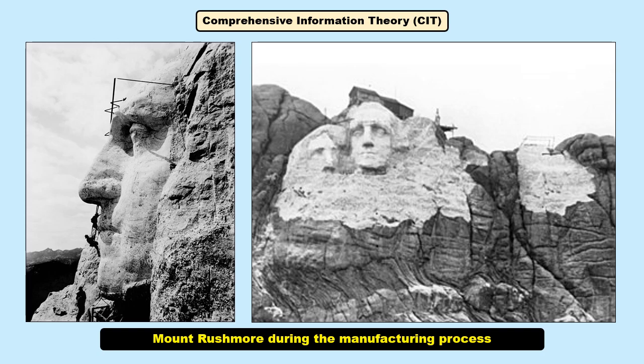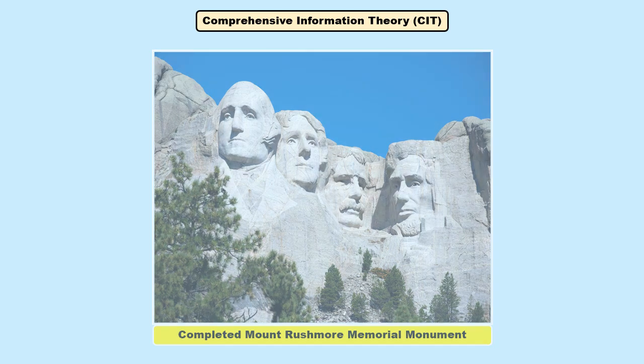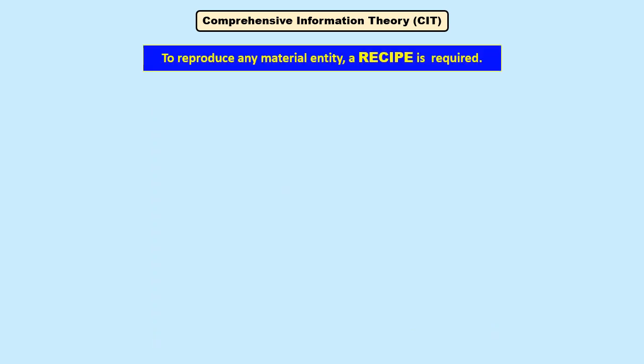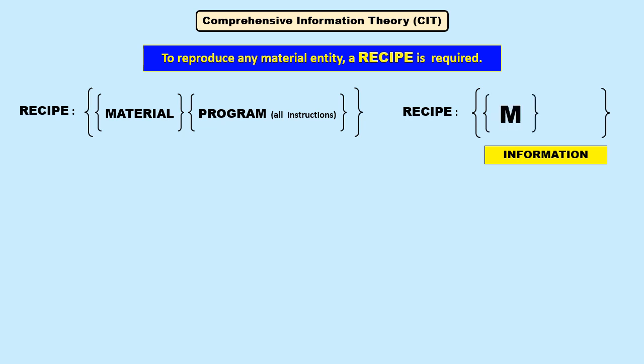The final product of this manufacturing process is the memorial monument known today. Recall that to reproduce any material entity in CIT, a recipe with two components is required. Those two components are physical material and a program. Regardless of how the material is obtained, an amount of information is associated with that material. In other words, the material component of the recipe contains an amount of information, which we will call M. The program component of the recipe also contains an amount of information, which we will call P.